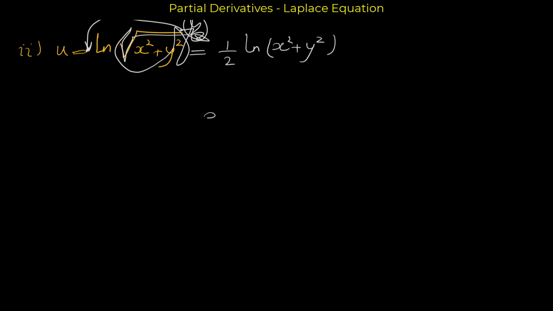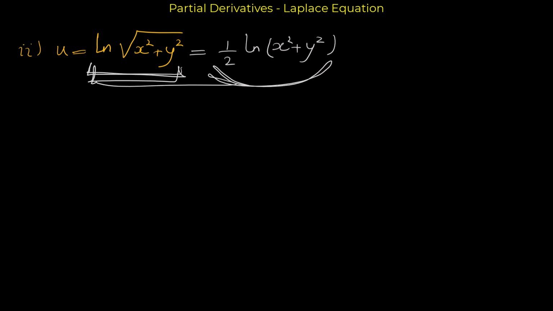Why do we do this here? Because if you want to find the partial derivative with respect to x or with respect to y in this form, it's a bit harder. This form is easier for finding the partial derivative. So first we do a little simplification of the function, then we are going to find the partial derivatives.